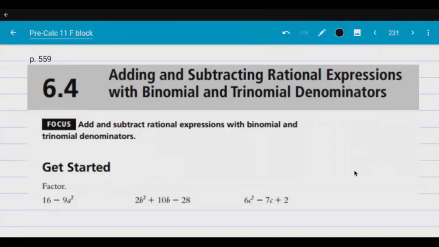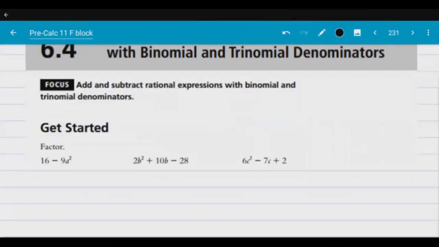So we're going to be adding and subtracting rational expressions, this time with binomial and trinomial denominators. I think in the past we have been just doing monomial denominators. Okay, so here you would have binomial denominators and trinomial ones. Okay, so let us just begin with doing the get started here.